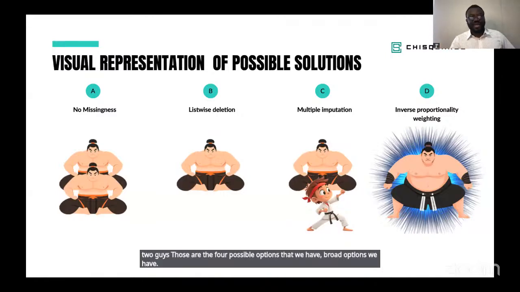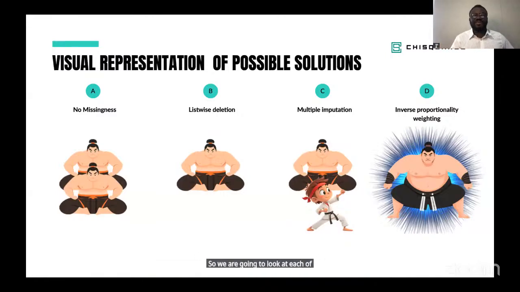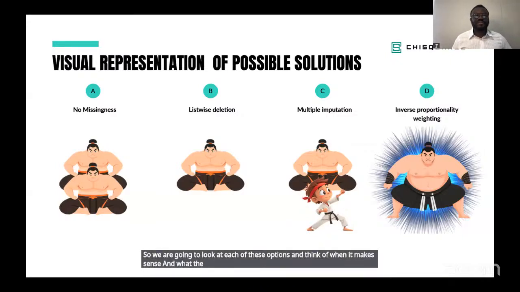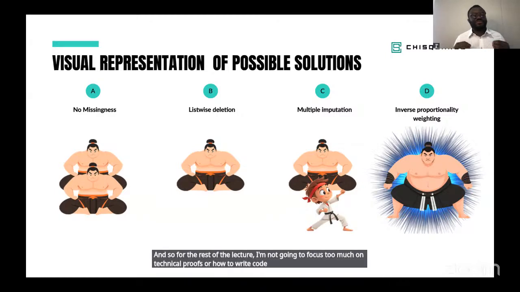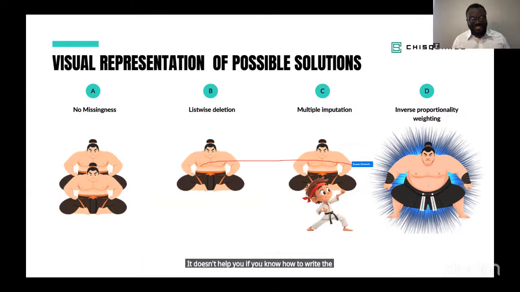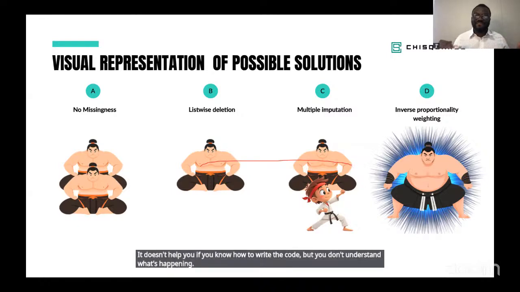So we are going to look at each of these options and think of when it makes sense and what the consequences are. And so for the rest of the lecture, I'm not going to focus too much on technical proofs or how to write code. We're just going to focus on intuitive understanding of what's happening. It doesn't help you if you know how to write the code, but you don't understand what's happening, right? So we're going to focus on high level, what is happening behind the scenes, and as scientists, how should we think about those processes, right?